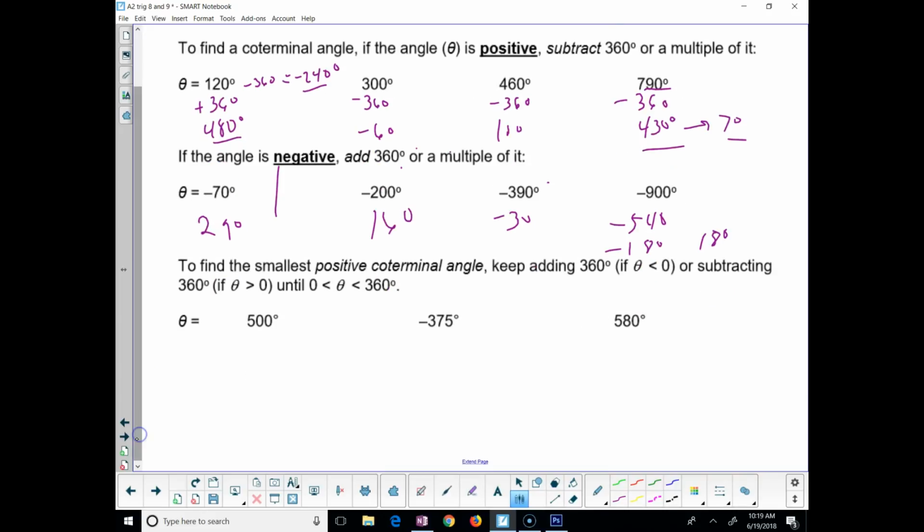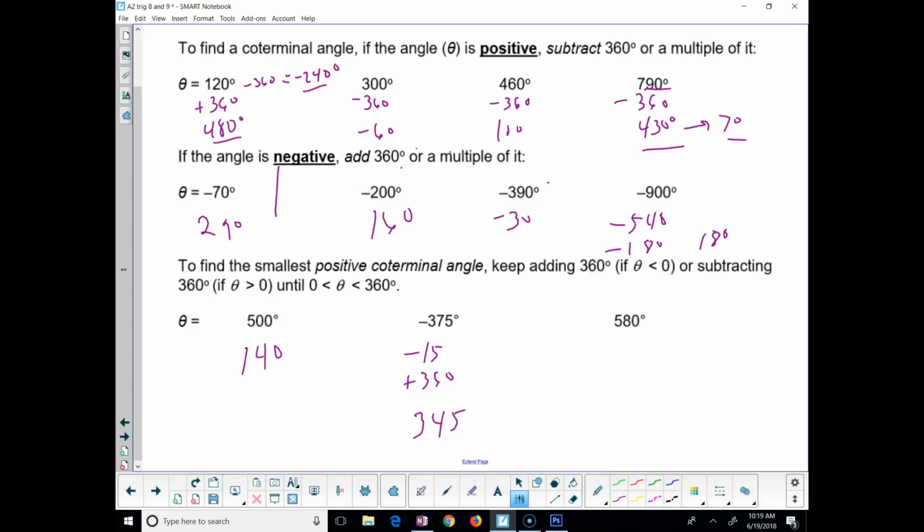Right. The last idea is, again, keeping it between 0 and 360. So all we've got to do is subtract or add, doesn't matter, but our goal is to get between 0 and 360. So 500, I think we're going to subtract 360, and you can see that's 140 degrees. So that 500 degrees is the same as 140. We're in quadrant 2. Negative 375, if we add 360, we're still negative. It's negative 15, but if we add another 360 to it, we're going to get to 345. And that's in quadrant 4.